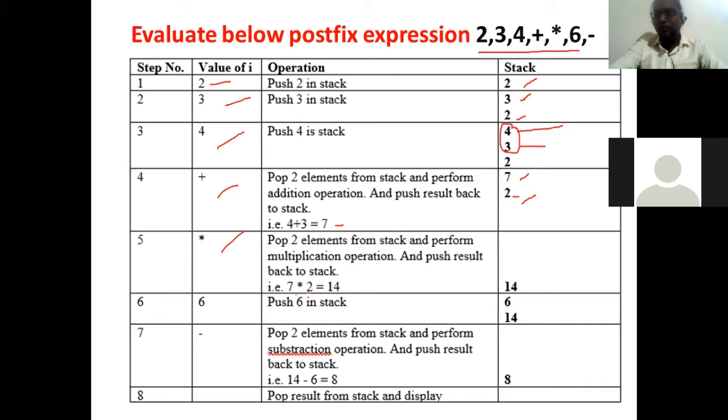So you have to perform the multiplication. So 7 multiplied by 2, you get the answer 14. So you need to add 14. Okay, so the multiplication is performed, and you will get answer 14. 14 you need to add into the stack. Now the next symbol is 6. So 6 is an operand. You have to add it into the stack; already 14 is there, and 6 goes on top. After that, next is minus. Minus is an operator, so you need to perform 14 minus 6.